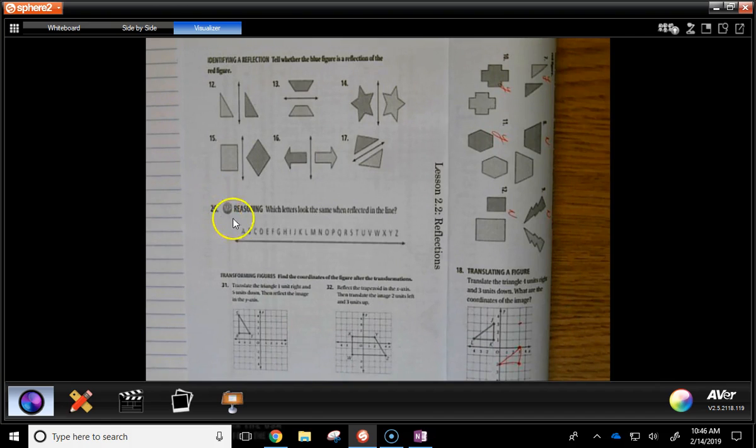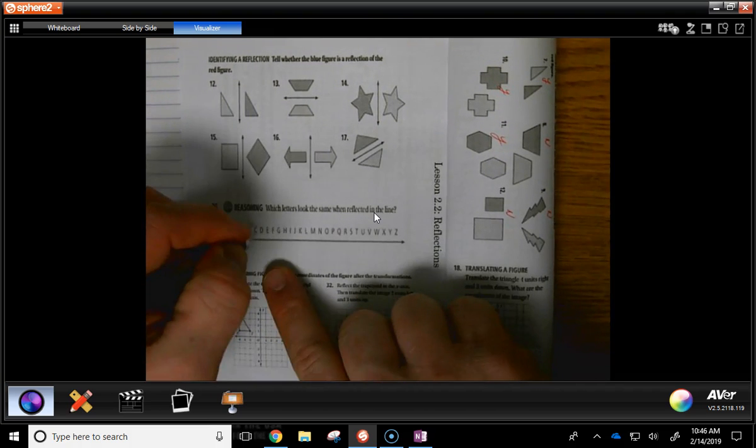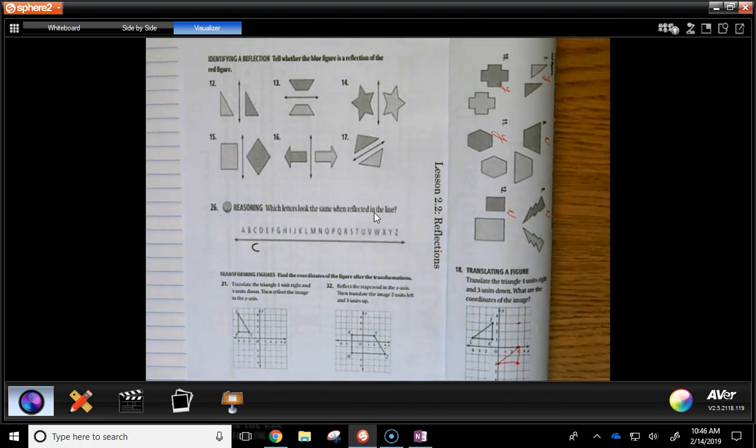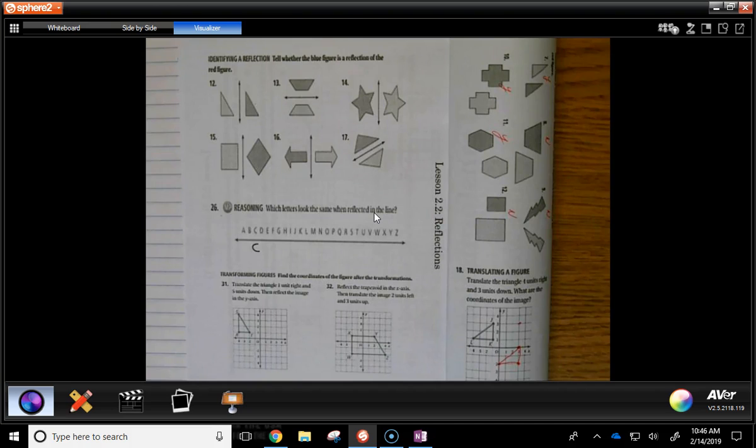On 26, which letters look the same when reflected over the line? So what I'd have you do is just write it. Here, I'll give one example. C will look the exact same when I flip it. So just write C underneath. A does not look the exact same, so don't do A. But go through the whole alphabet and only write the ones that are the same on the bottom half of the line. So when I reflect the letter, it looks the same.